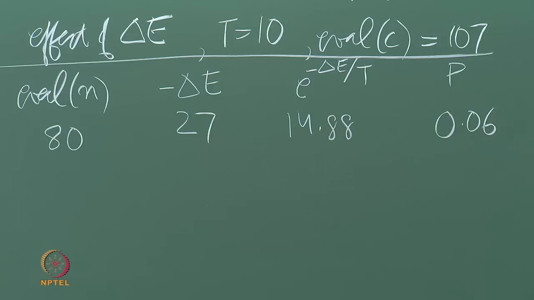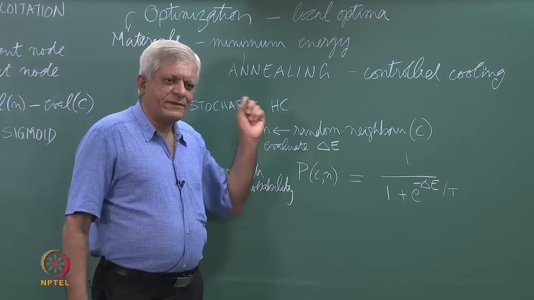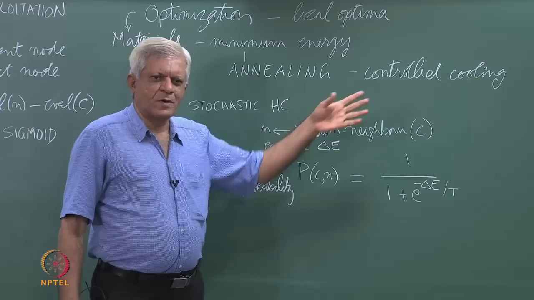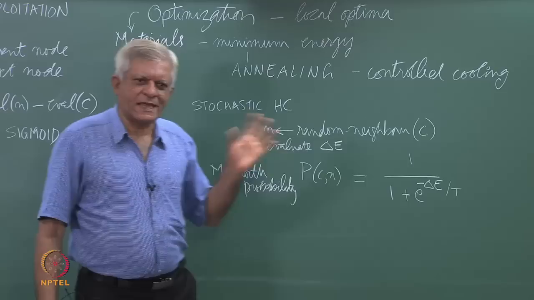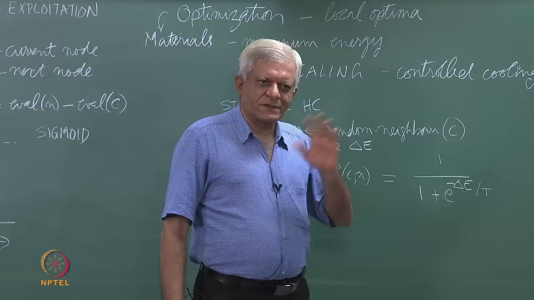So, according to this formula, and this function is called the sigmoid function, if my eval n equal to 80, then I will move to it with a very small probability, as you can see 0.06 essentially. So, 6 times out of 100 I will move to that node, otherwise I will not move to that, and that is what we want essentially. We want the search to focus more towards better moves and less towards this.